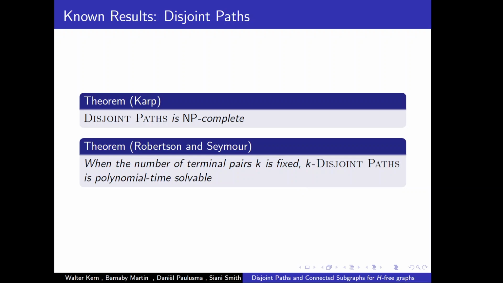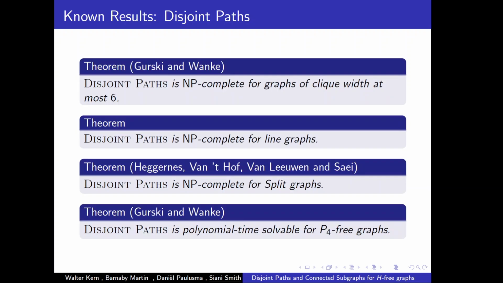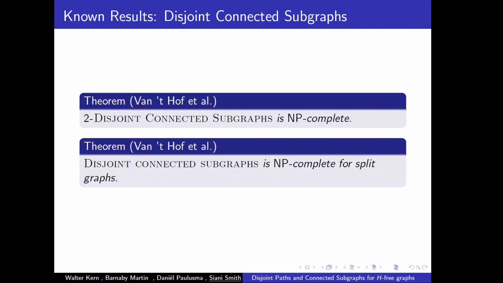What do we know about disjoint paths? Disjoint paths is known to be NP-complete, but when k is fixed, Robertson and Seymour proved that k disjoint paths is polynomial-time solvable. And for special graph classes, disjoint paths is NP-complete for graphs of clique-width at most 6, for line graphs, and for split graphs, but polynomial-time solvable for P4-free graphs. And for disjoint connected subgraphs, even two disjoint connected subgraphs is known to be NP-complete, and again NP-complete for split graphs.